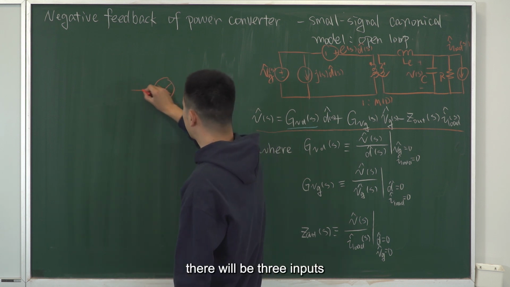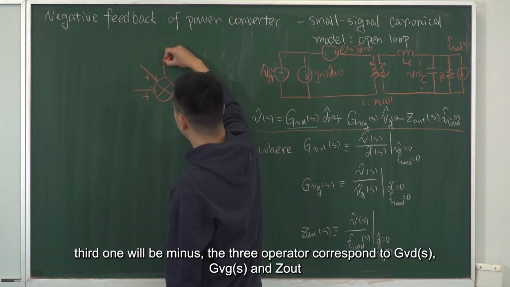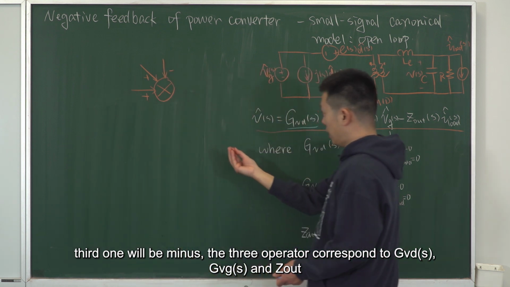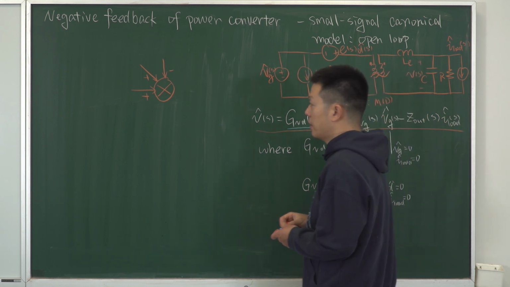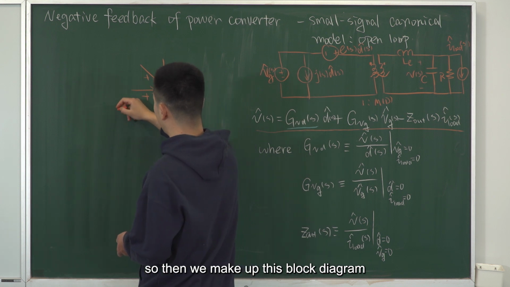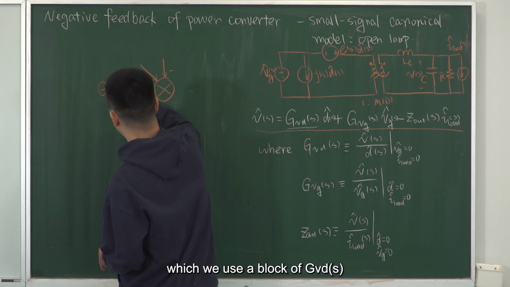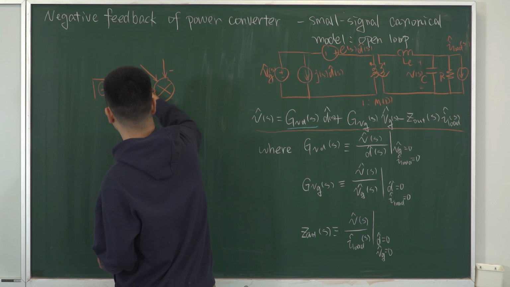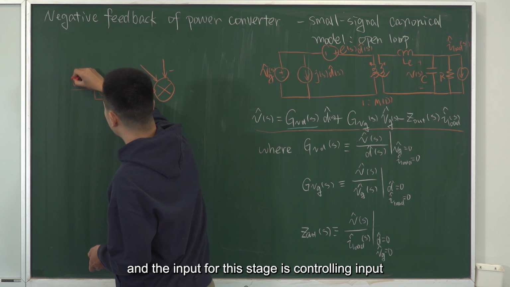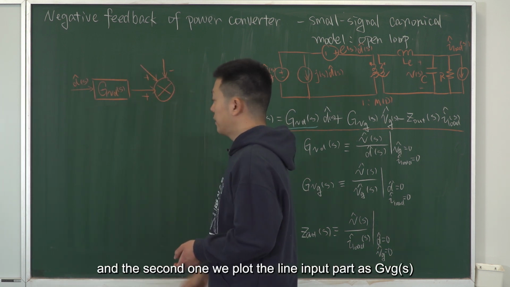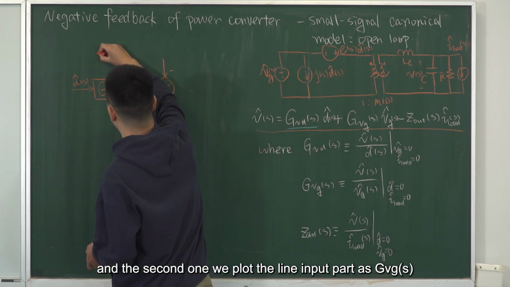There will be three inputs. One plus, the second one is also plus, the third one will be minus. The three operators correspond to Gvd, Gvg, and the Z out part. Then we make up this block diagram. Here corresponds to the controlling input part, for which we use a block of Gvd s, and the input for this stage is the controlling input. And for the second one, we plot the line input part as Gvg.